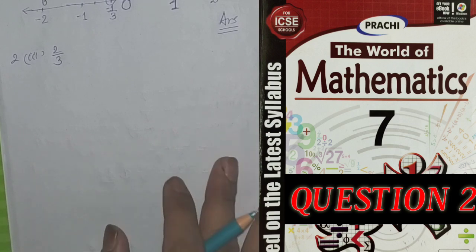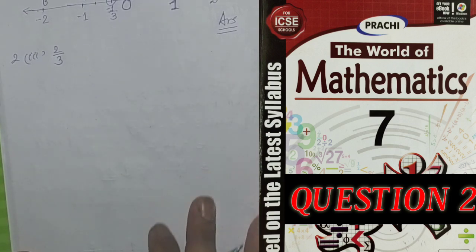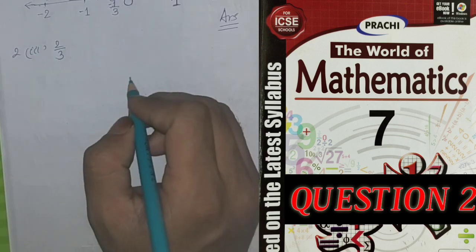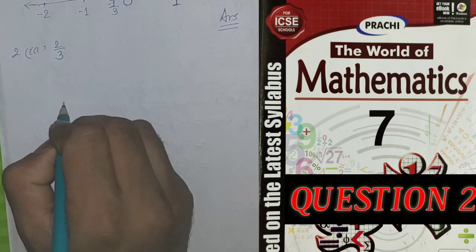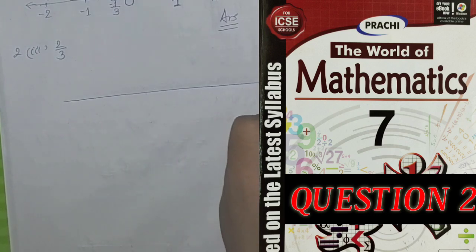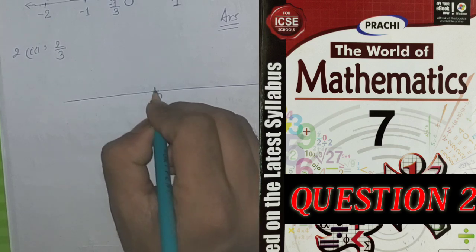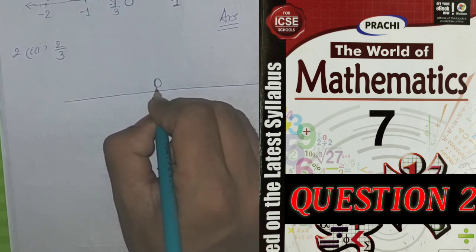Now question number 2, 3. Okay, we have to solve now this one. It is given that 2 by 3, we have to represent 2 by 3. First, in the same way we will draw a number line. This is a number line. We will mark here 0. It is represented by O.